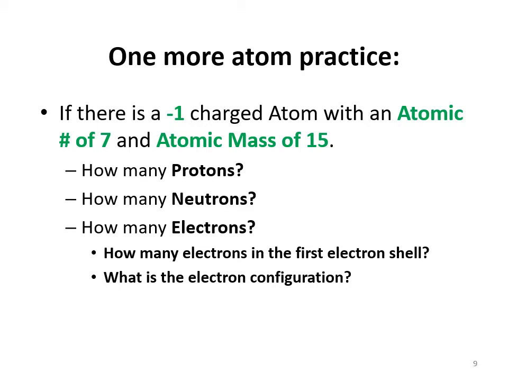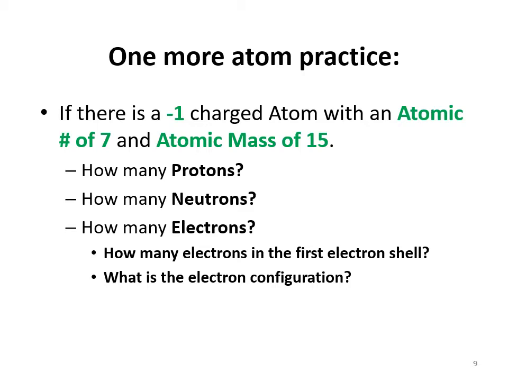Then we could ask how many electrons. Well, to figure out the electrons, you're going to need the atomic number and the charge, right? Because electrons are negatively charged, and you see that this atom has a -1 charge. That tells you that it is more negative, meaning it has more electrons than protons, which means that it has 1 extra electron above the number of 7 protons. So that would tell you that it has 8 electrons.